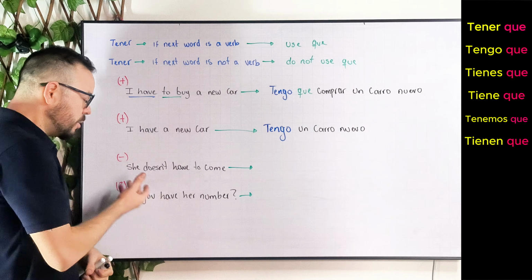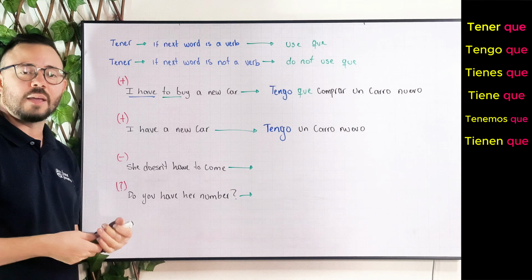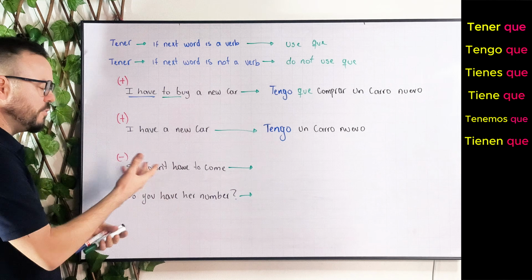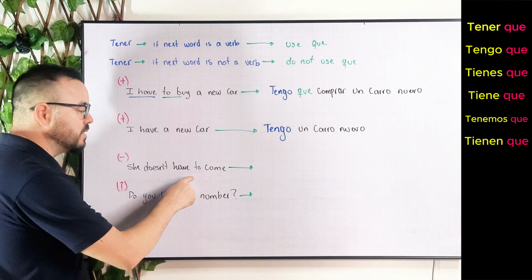So let's continue. So basically, negative form, as we have been saying during all this time, is exactly the same as positive form, but we just need to say no right before the verb. So let's say first the positive form, right? So the positive form in this case will be she has to come.